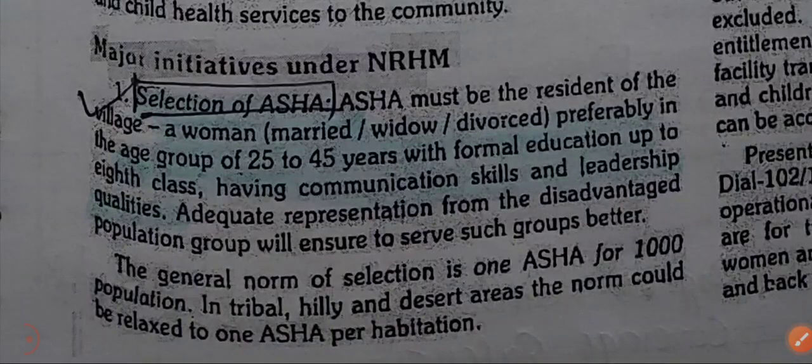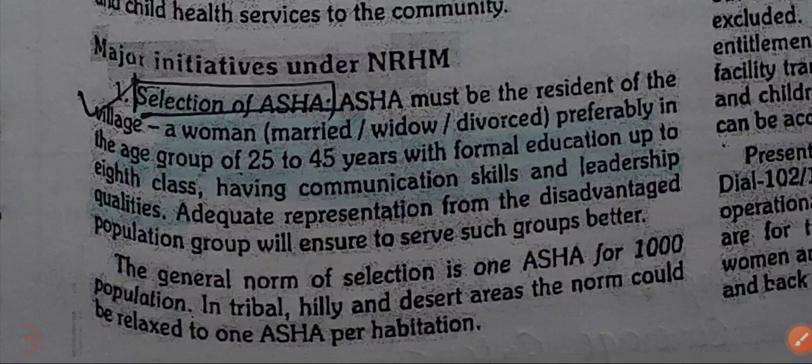Then we come to the major initiatives under the NRHM. These are very high yielding cadres and schemes. The first is the selection of the ASHA. One should remember the selection norm: one ASHA per 1000 population, relaxed to one per habitation in tribal, hilly or desert areas. It is so important because it is the base of community services of the healthcare system in India.